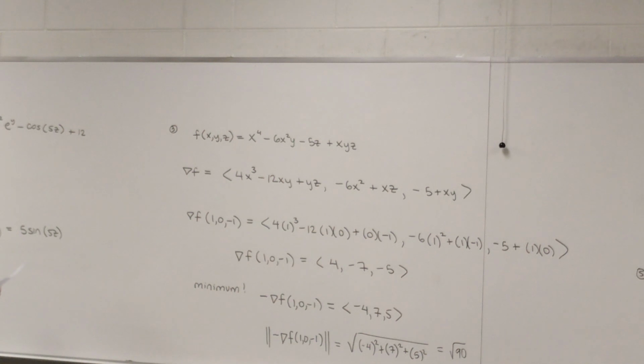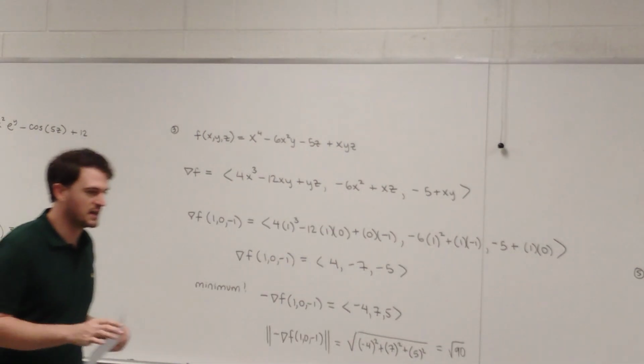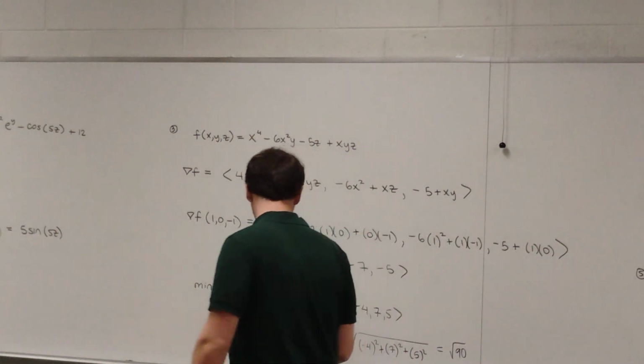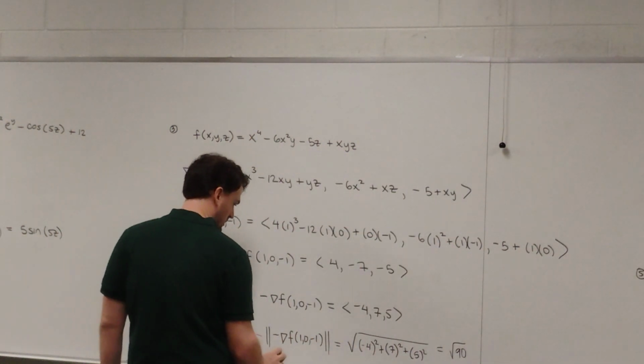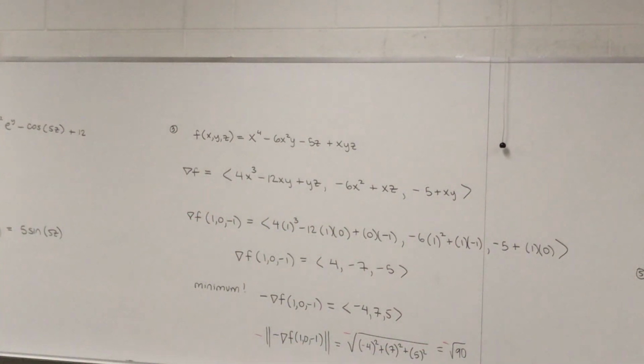Now it also says what is the minimum rate of change. It is just the magnitude of that vector. And I did forget something here. This needs to be negative here. Your minimum rate of change is going to be a negative.